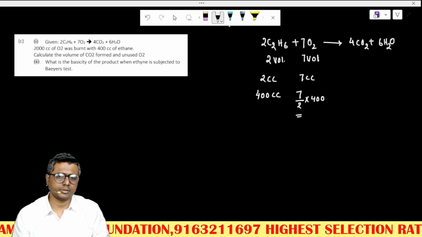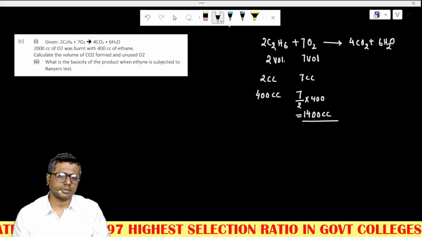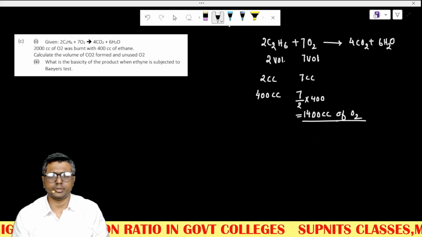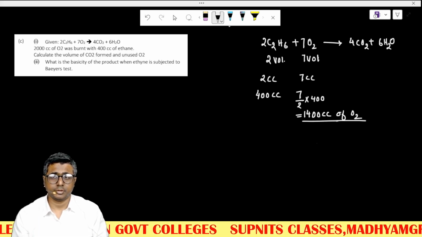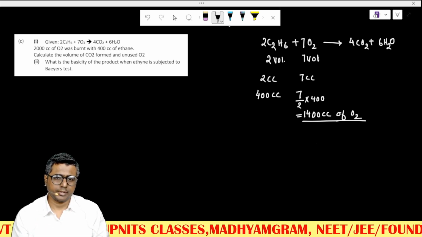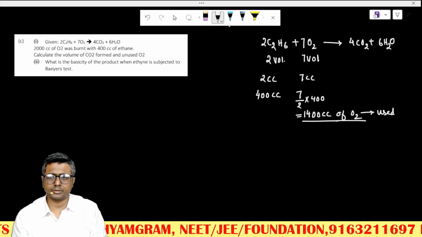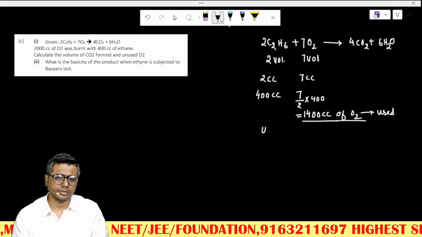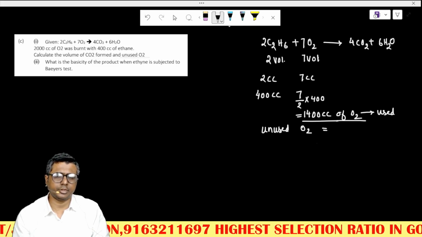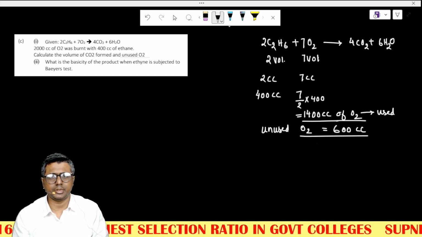So it will be 1400 cc of oxygen which will be used. And what is the amount of oxygen given? 2000 cc. So this will be the used-up oxygen. Here it is asked to find out the unused oxygen. So unused oxygen will be 2000 minus 1400, that is 600 cc. So one part of the answer is done.